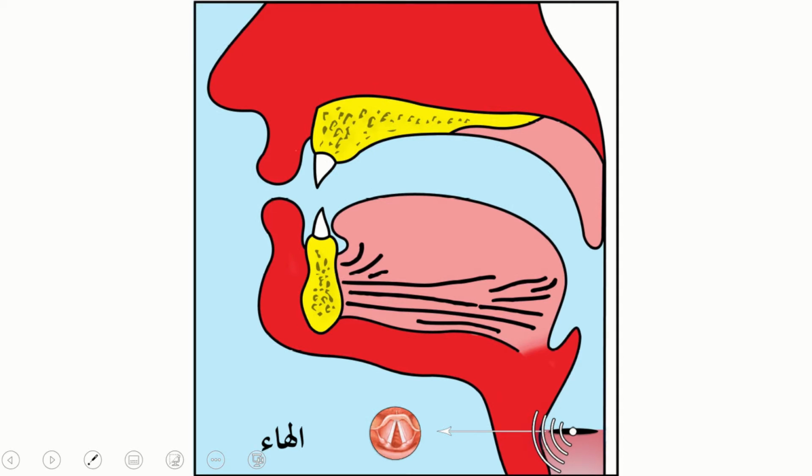So on the next slide, this is the ha. It comes out from the same area, aqsa al-halq. But look at the image here: these are the two vocal cords, and they are slightly open, or partially open. You can see the two white lines and how they're partially open. That's how the ha comes out.